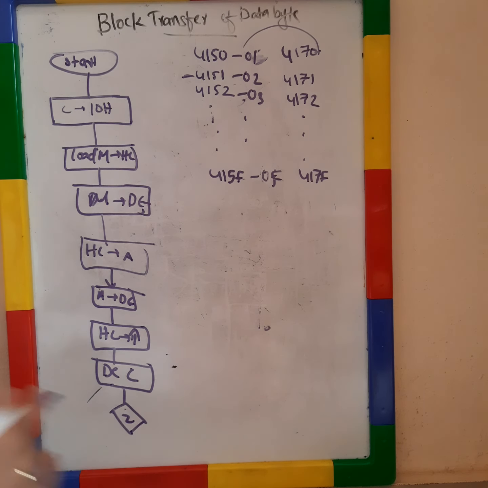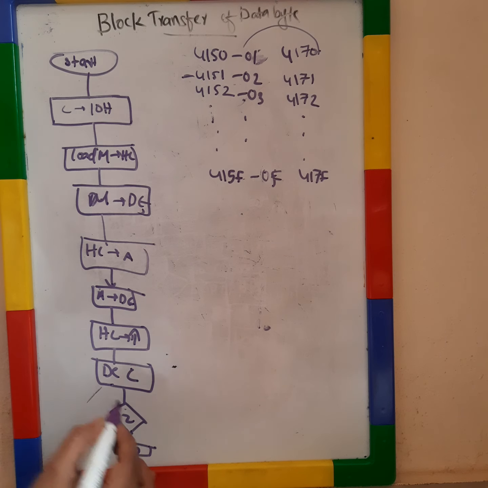If it is 0, that means all the data have been transferred to the memory location. Then we will directly stop the program. That means here we are checking the zero flag. Okay, if it is not 0, then again we have to repeat the step. Okay, from where we have to repeat the step? Again we will move the contents of the memory location.